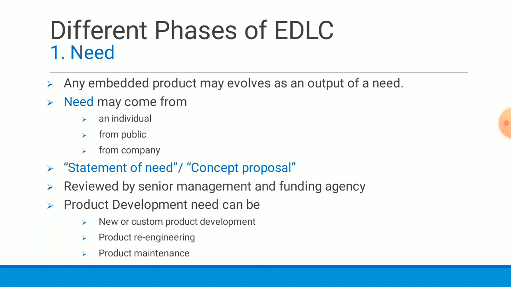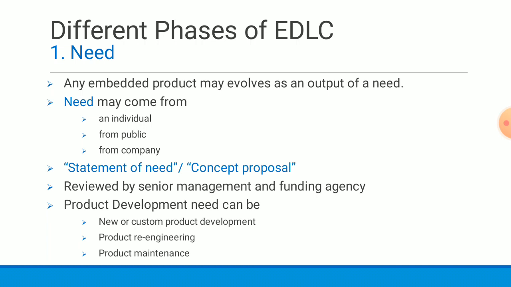Based on this need, a document is created that is called a statement of need or concept proposal. The document created based on the needs that come from different sources is called a statement of need or concept proposal. This concept proposal must be reviewed by the senior management and funding agency and should get necessary approval. Once the proposal gets approval, it goes to a product development team. That is the procedure.